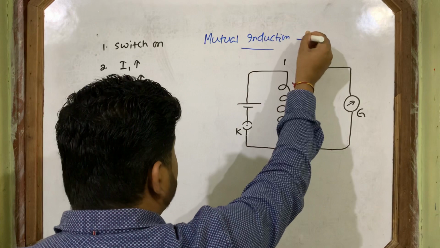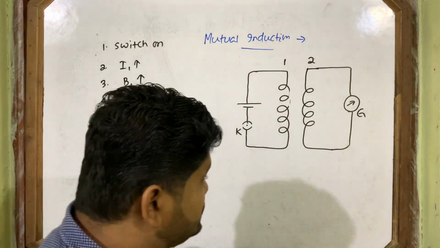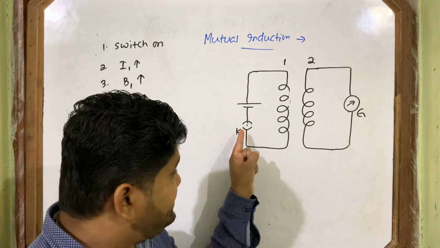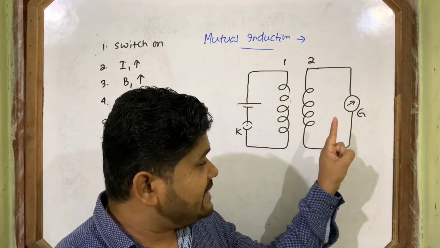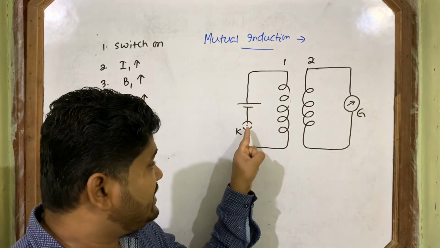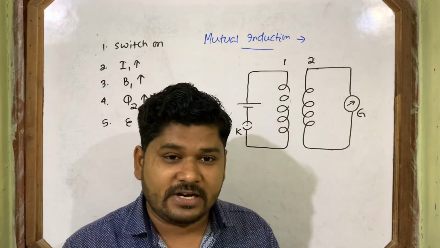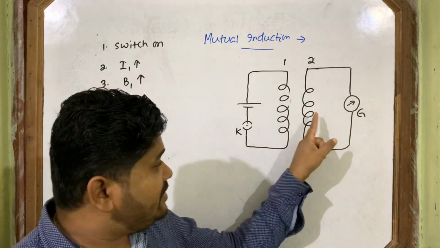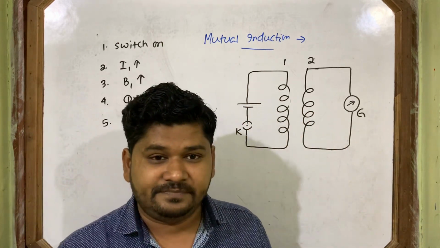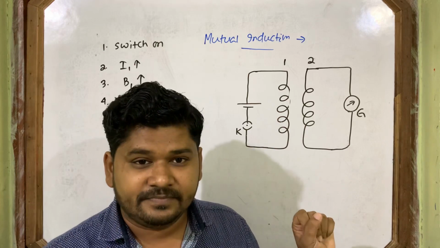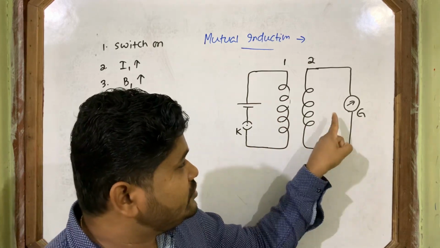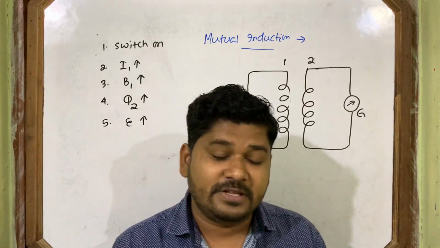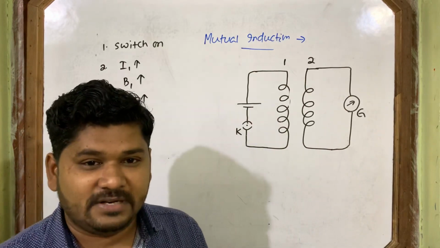So what is this mutual induction, and why is it called mutual induction? Because if you change the current in the second coil, suppose the battery and key are all connected in the second coil and the galvanometer is connected in the first coil, just reciprocate. Then when you switch on in the second coil, the galvanometer in the first coil shows deflection. The same thing will happen.